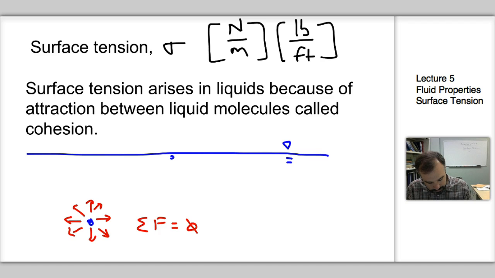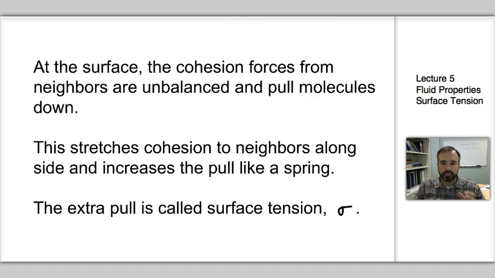So there's no effect of the cohesion on the molecule within that liquid. However, if we look at a molecule right there at the surface, something different arises. We still have pull to the sides and the pull downwards by the surrounding molecules in the liquid, but there's nothing to balance it at the top. And so at the surface, the cohesion forces from the neighbors that are within the fluid are unbalanced and pull the molecules to the sides and down. And this stretches the cohesion to neighbors along the side and increases the pull. And it tends to act like a spring. So if you want to pull that molecule up, it's going to go back down. It's not in equilibrium. It's going to go back down and come to an equilibrium state. So that pull very much acts like a spring. And that extra pull is what we call the surface tension that we've given that Greek symbol sigma.